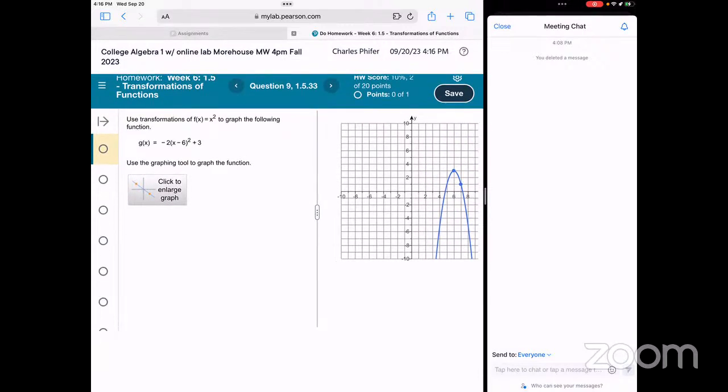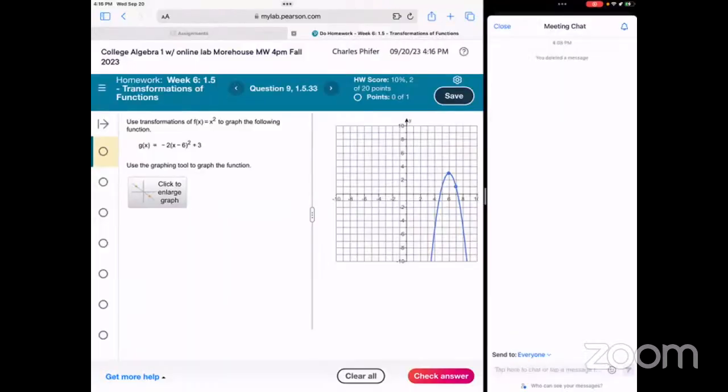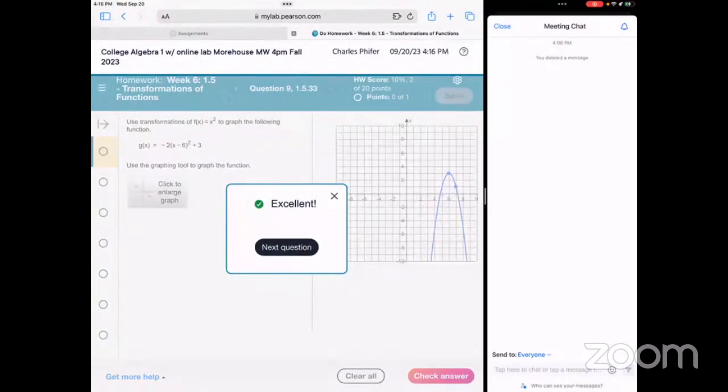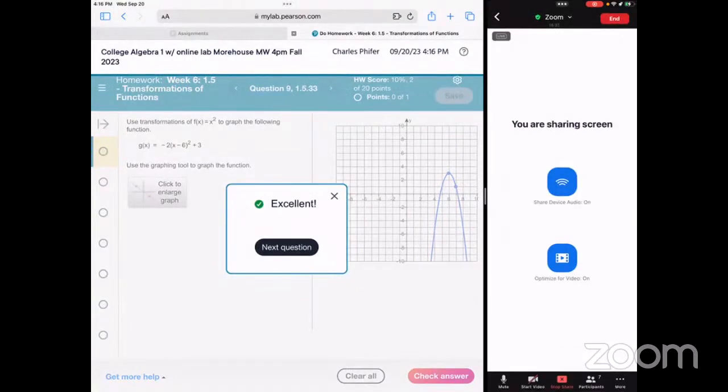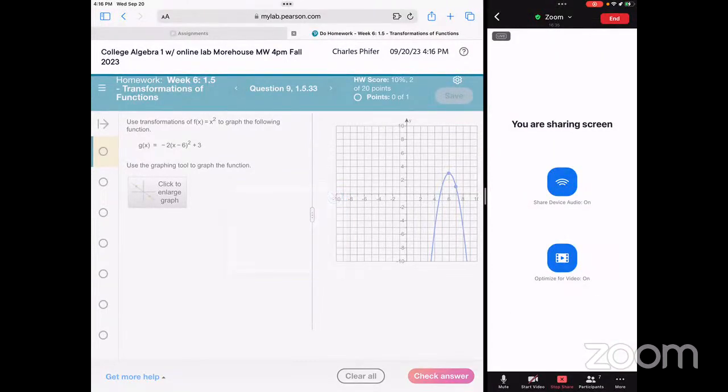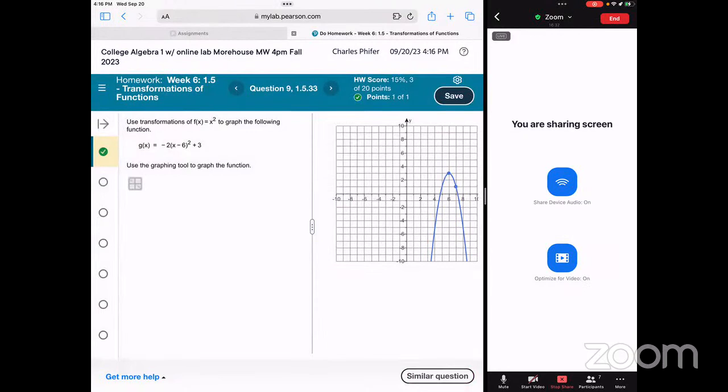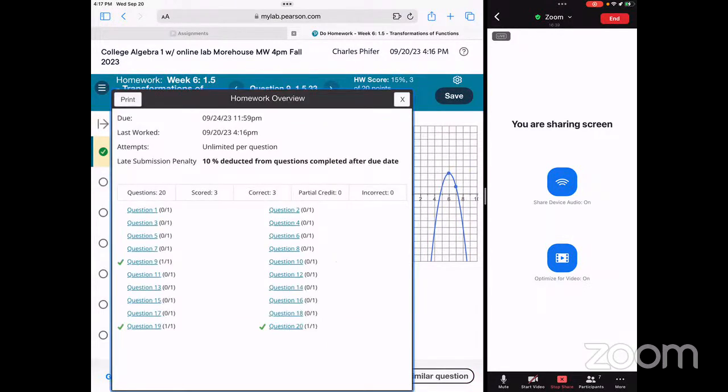Let's check this. Okay. Hey, Google, give me a random number between 1 and 20. Here's a random number. 12. Let me zoom in some.